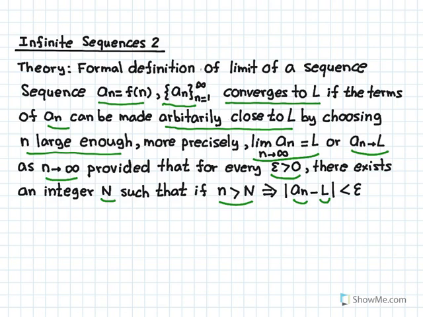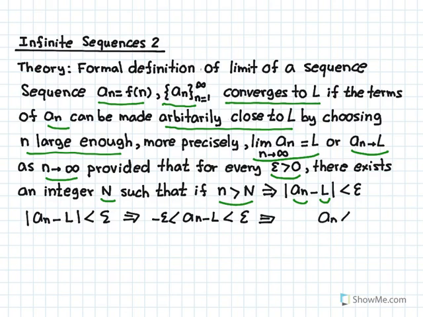So let's remove the absolute value. We have the absolute value of a_n minus L is less than epsilon. Now we rewrite this as a_n minus L is less than epsilon and larger than minus epsilon. And we add L to both sides, and we get a_n is between L minus epsilon and L plus epsilon.